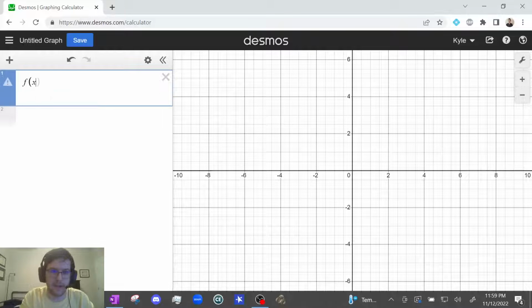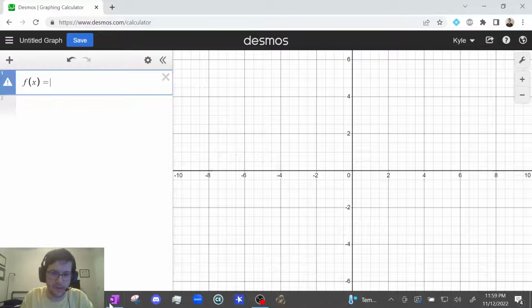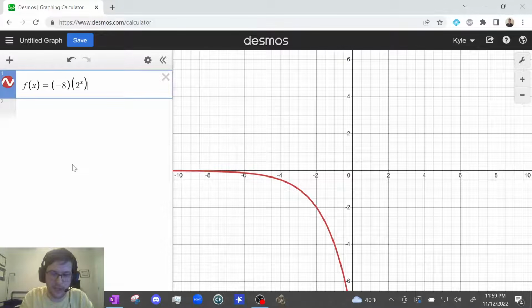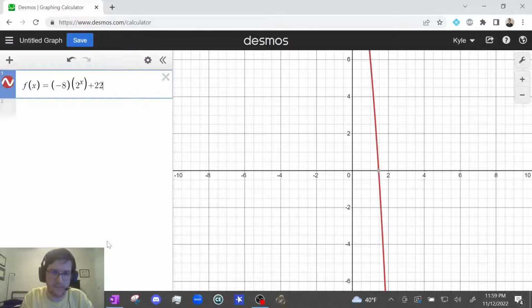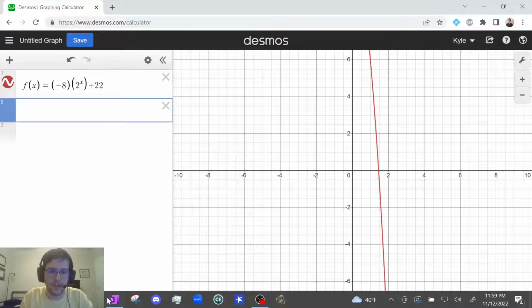And I'm going to type in f of x equals, what was it again? Negative 8 times 2 to the x. Let me type it in exactly as it's written. Always type it in exactly as it's written. Plus 22. Great, and again, let me check.